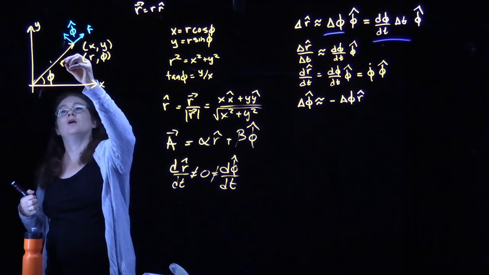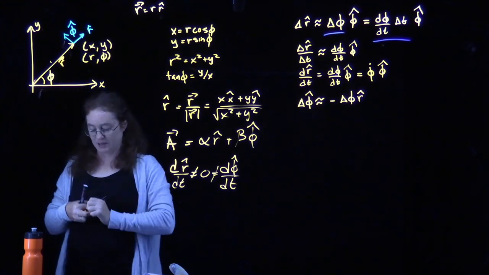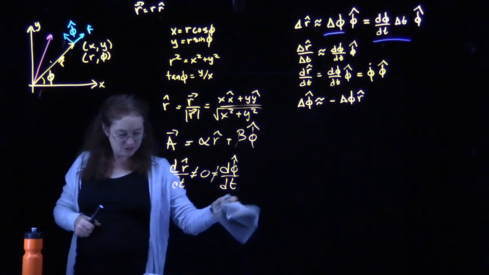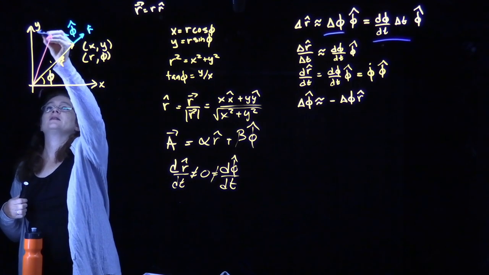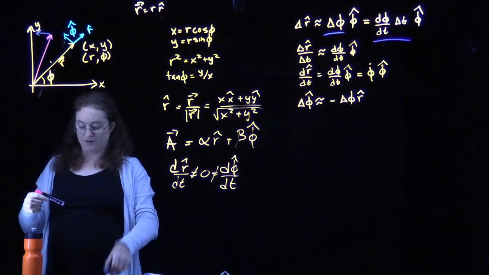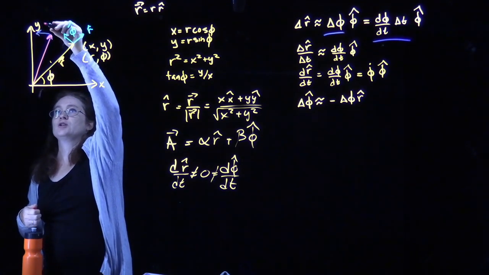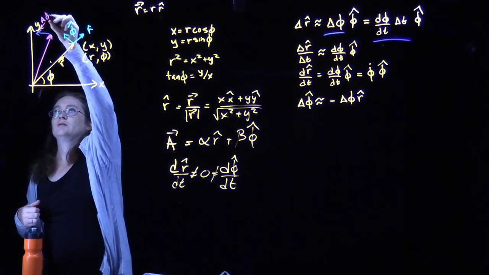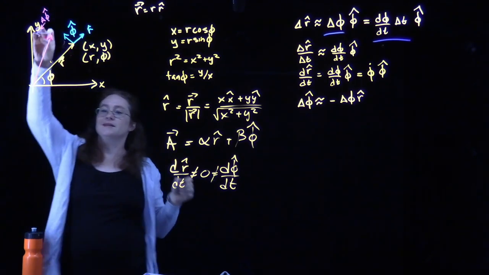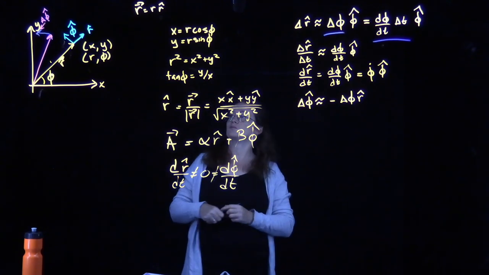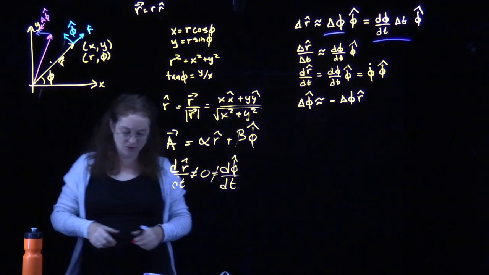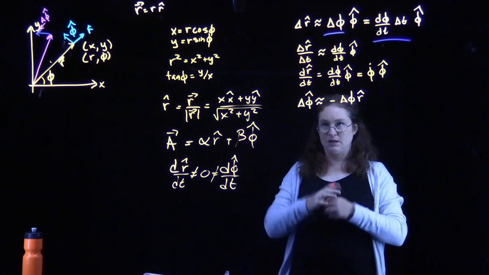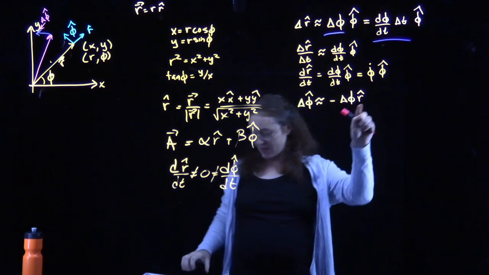I'm going to draw the r vector there, so we're going to draw a bigger change simply to make it more visible. Now, my phi hat is here, and so I have a tiny bit of change. My change in phi hat is in this direction. So that is in the negative r hat direction. And it's going to change when delta phi changes. So I can come back over here. Delta phi hat is approximately equal to the change in phi times r hat.